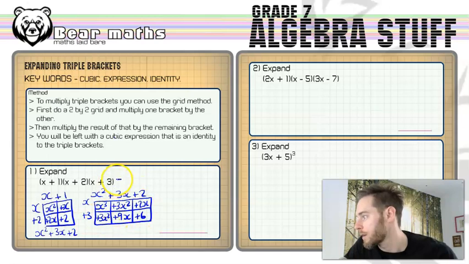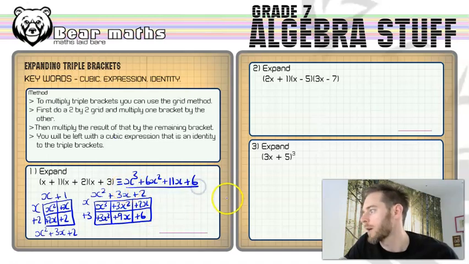So what we end up with is the identity is x cubed plus 3x squared. So 3x squared plus 3x squared is plus 6x squared. 9x plus 2x is 11x, and plus 6. And that is our final answer, that we have multiplied out or expanded our triple brackets there. Okay, and that's our first question. Everything was positive, so nothing too majorly tricky.